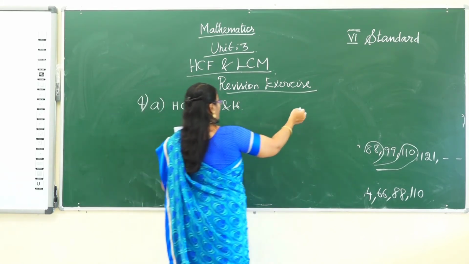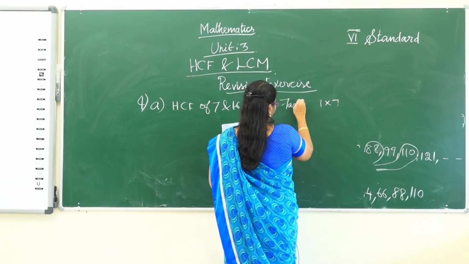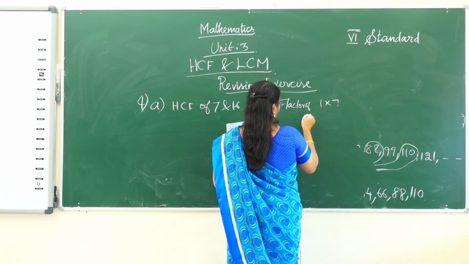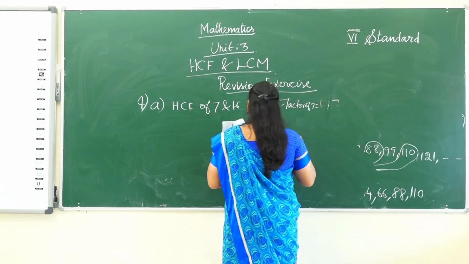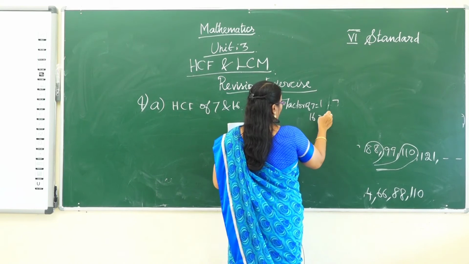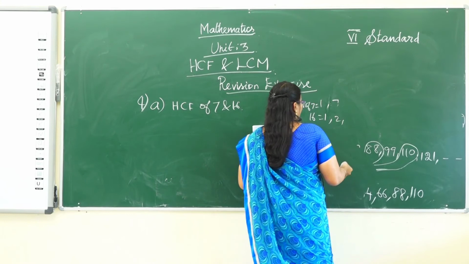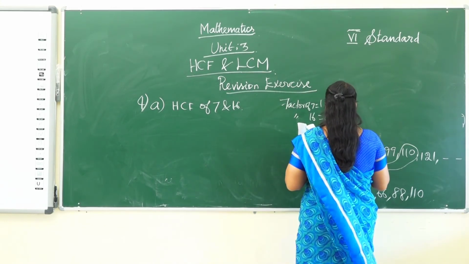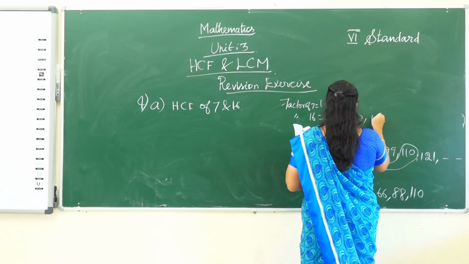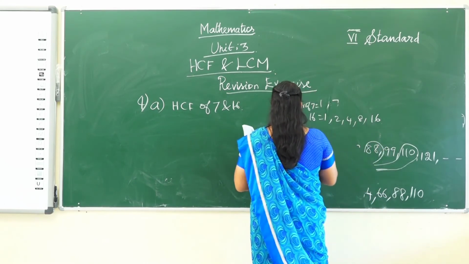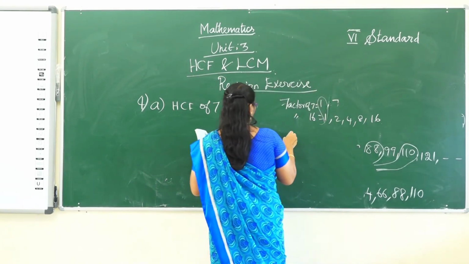Okay, so 7, what are the factors? 1 and 7. Factors of 7 are 1 and 7. And then what are the factors of 16? Factors of 16: 1, 2, 4, 8 and 16. We need the highest common factor. First of all, write the common factors. Here only one common factor.